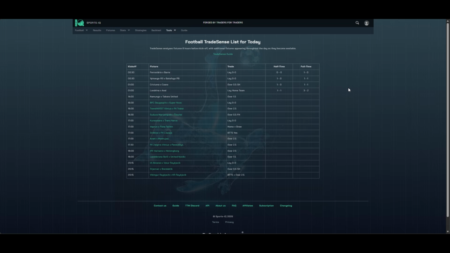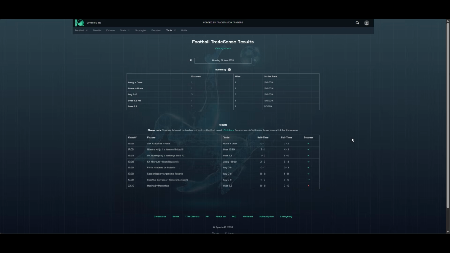Now let's talk about the thing most people secretly love. Results. Because everybody likes systems when they're winning. That's easy. The real test is whether you're willing to show what happens afterwards. That's why we've got half-time and full-time tracking. The selections don't disappear. The outcomes get recorded. The list updates. And over time, you can build a picture of exactly how this system performs. Good runs, bad runs, everything in between.